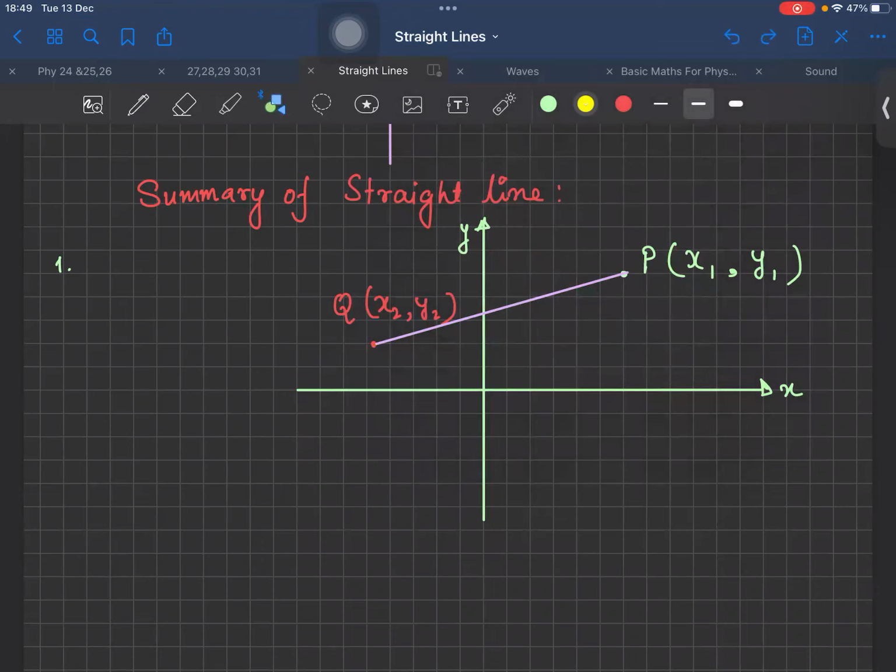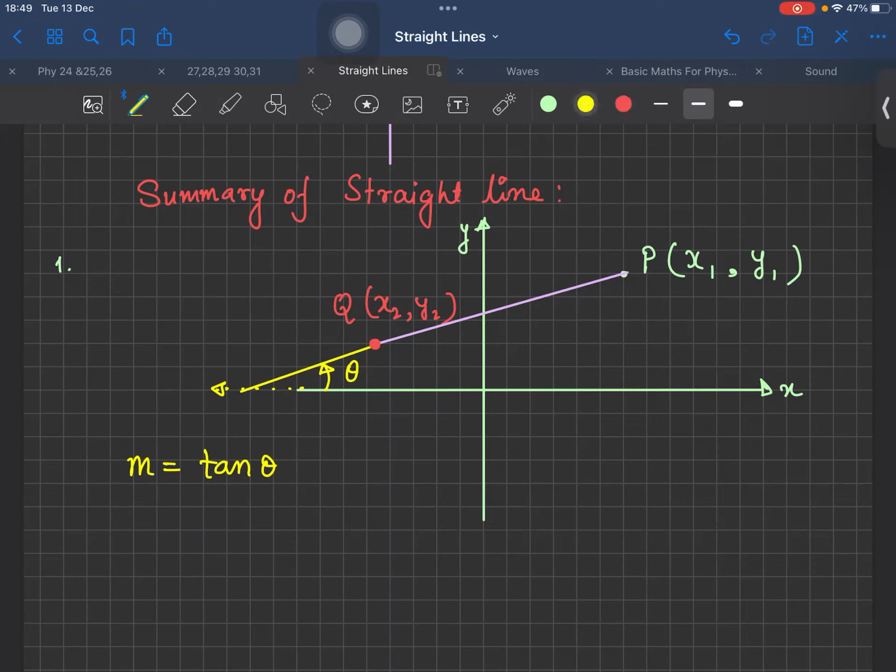If we extend this line, somewhere it is going to intersect the x-axis, and it will make some angle, let's say that angle is theta. From there we can find the slope: m is equal to tan theta. Now the value of m is not given, theta is also not given, but these two coordinates are given to us.